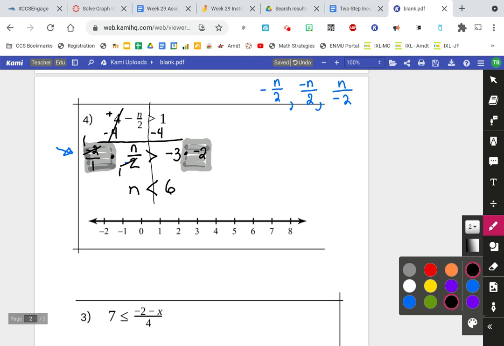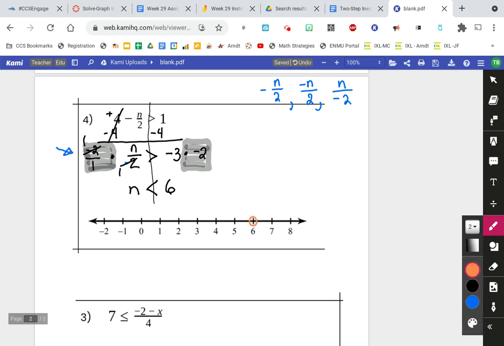So my answer is n is less than 6. So what I'm going to have to do is, first of all, think, do I need an open circle or a closed circle? Well, since it's just a less than and there's no equal to symbol, I'm going to need an open circle at 6. Oopsies. I think I missed the 6 there.